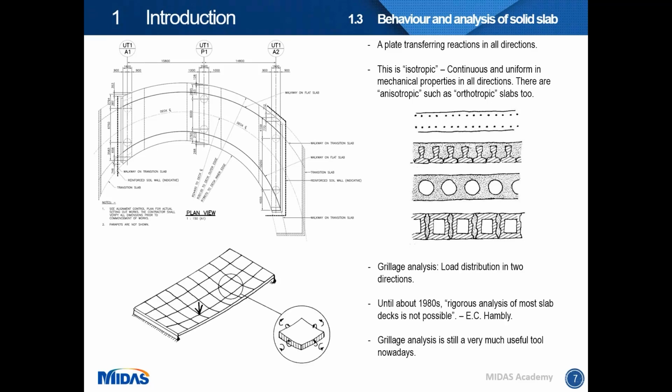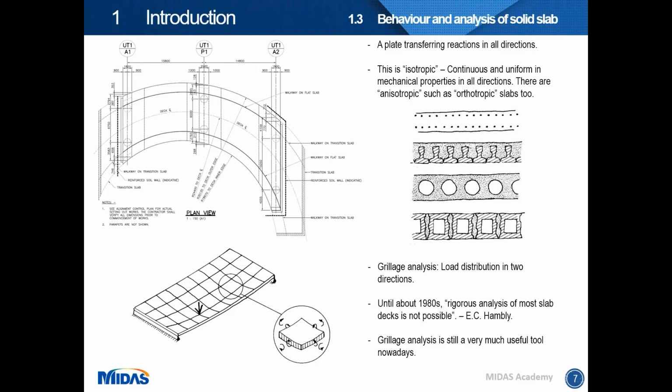So how do we analyze them? Before we had computers, grillage analysis was the most common way of analyzing all kinds of bridge decks, including solid slab. There is a grid system of longitudinal and transverse beams to distribute the load in both directions. Only when computers became widely and easily available did the finite element method start to become more common. But grillage analysis is still, I believe, a common method used by many designers.